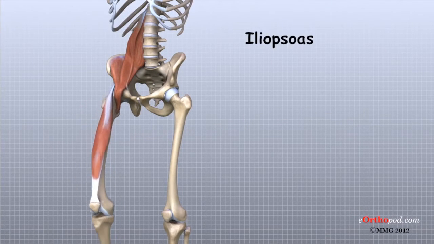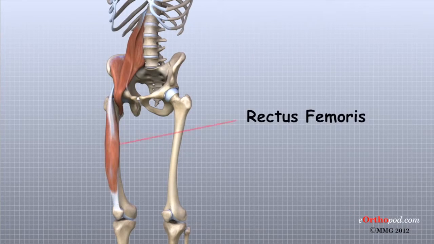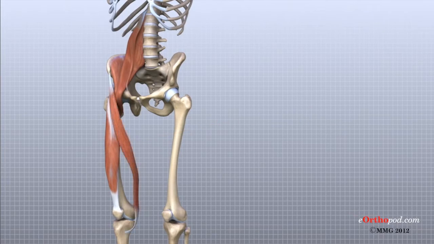The iliopsoas muscle is a very deep muscle that begins attached to the lower spine. It travels out of the pelvis to connect on the inside edge of the upper femur. The rectus femoris is one of the quadriceps muscles, the large group of muscles on the front of the thigh. There's also a small, thin, strap-like muscle called the sartorius muscle that runs from the pelvis across the knee and connects to the upper tibia just below the knee joint.